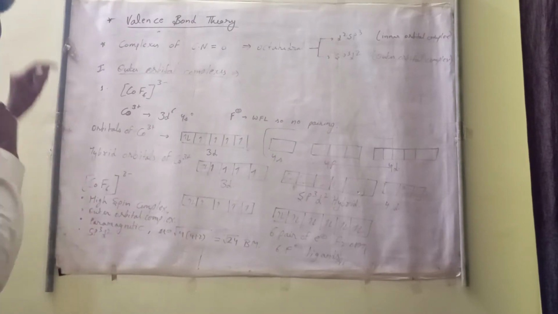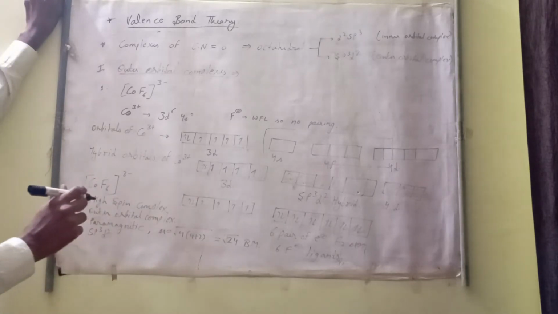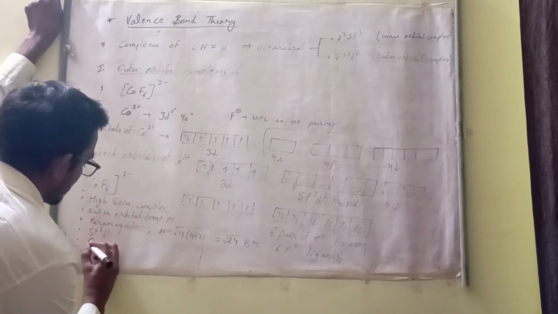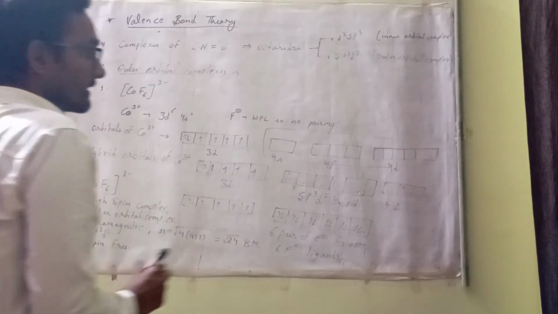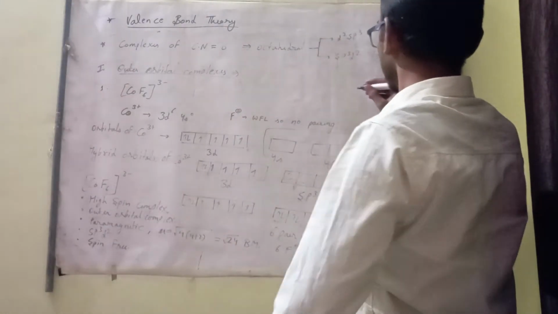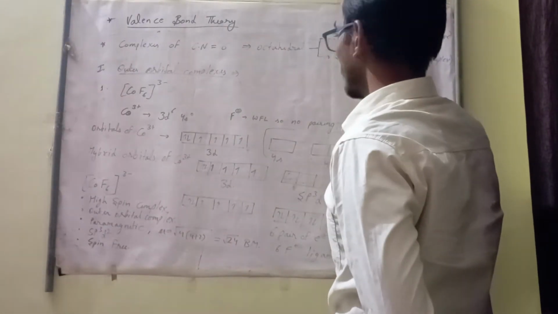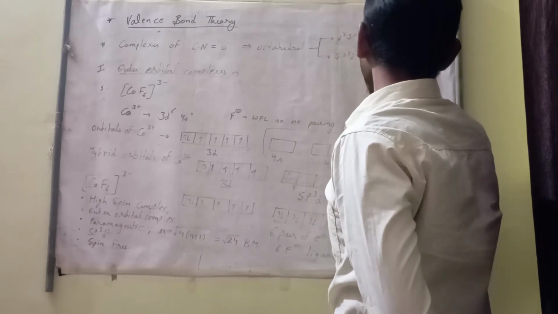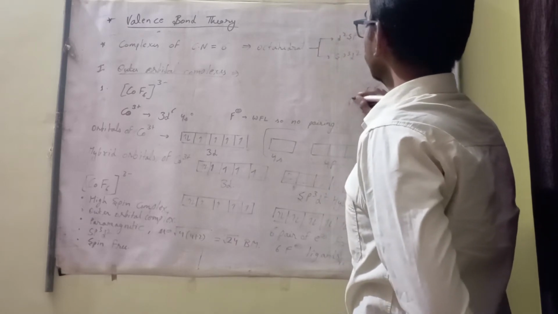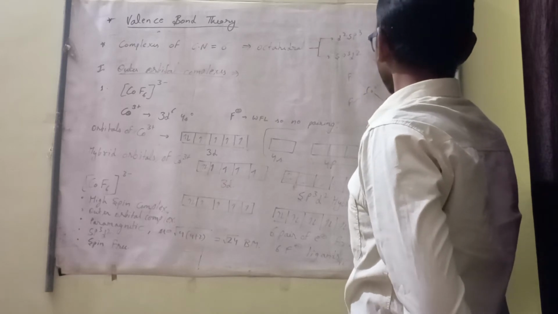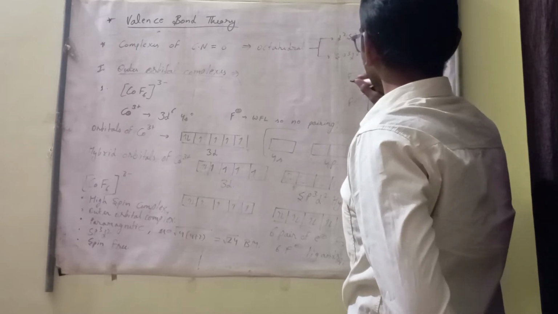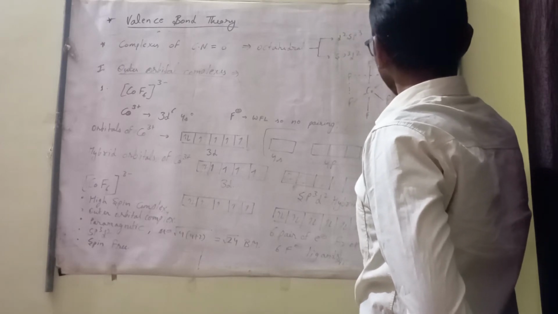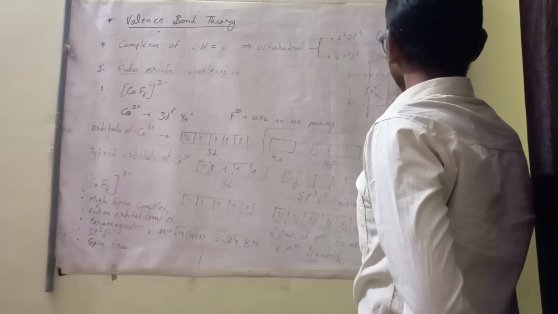Low spin or high spin? High spin. Spin free or spin paired? Spin free. Okay, now I am going to draw the structure, the geometry, of CoF6. Okay, this is your octahedral complex.